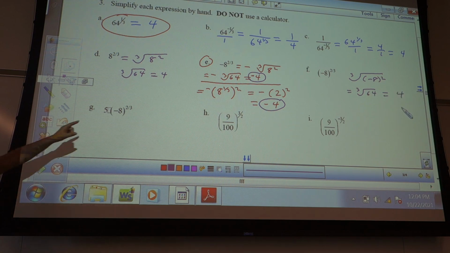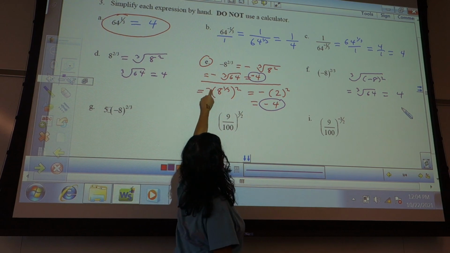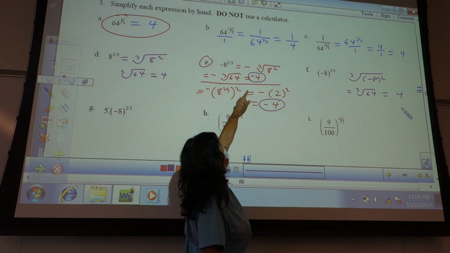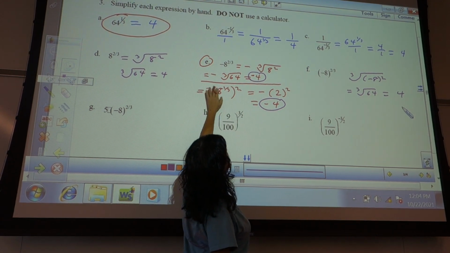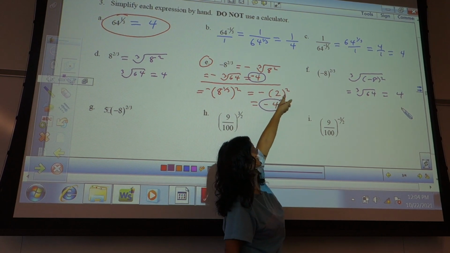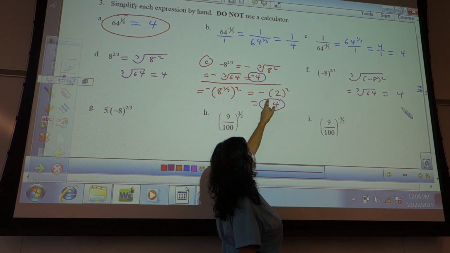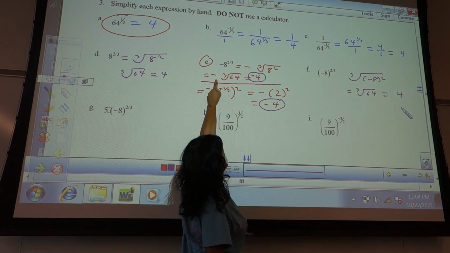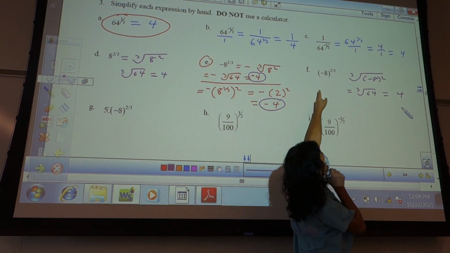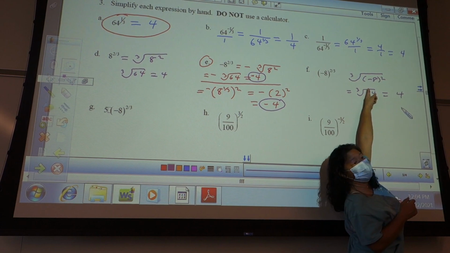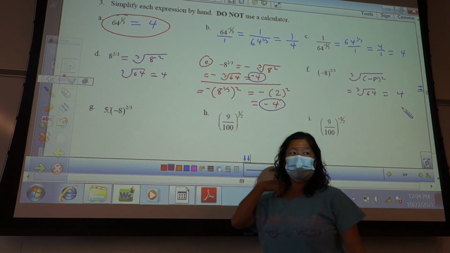This one in the middle is different because the negative's on the outside, not inside where the square root is. So it stays on the outside, so it doesn't get squared. It's just 2 that gets squared, which is 4. The negative is on the outside here, whereas here, the negative's on the inside, right inside with the 8. Good? That's why those two are different.